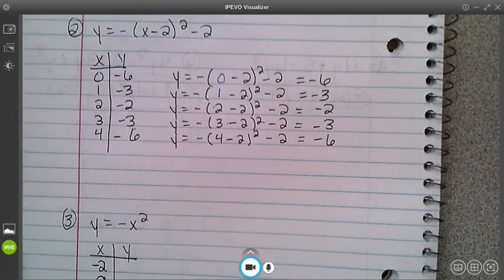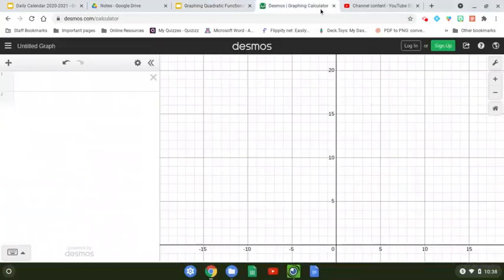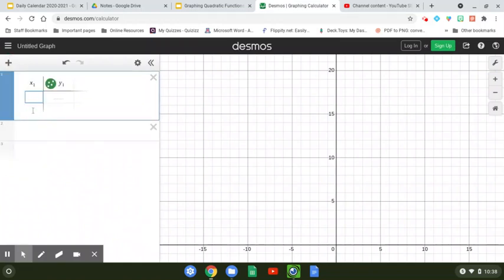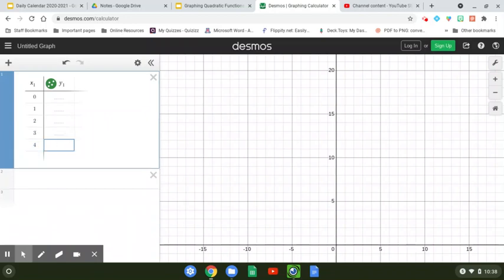So we're going to go to Desmos. We're going to type these in. We're going to check our work. So let's go to Desmos, put in our t-table. So this time it's 0, 1, 2, 3, 4. And we have negative 6, negative 3, negative 2, and then it jumps back up to negative 3, and then negative 6. Again, that's called symmetry.